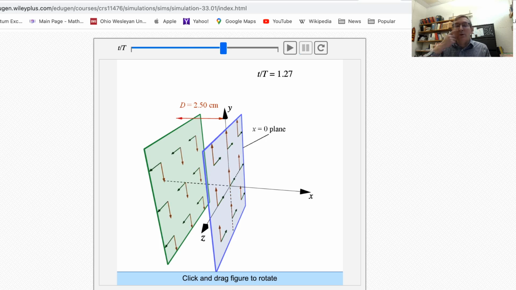Let me pause it for a moment. The dark reddish arrows that are oscillating parallel to Y are electric field vectors. The dark green arrows that are oscillating parallel to Z are magnetic field vectors. And here's one thing that's very useful to remember. And we can actually see it. Go back for just a second.